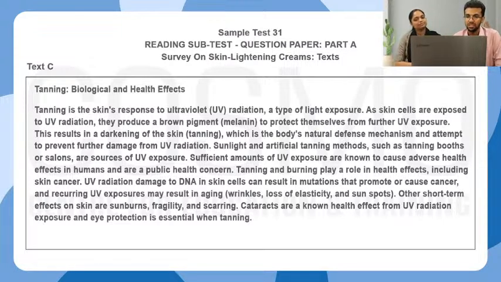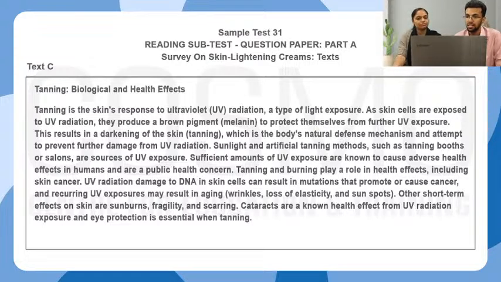Okay, the specific text section is the last sentence of text C, which is: cataracts are a known health effect from UV radiation exposure and eye protection is essential when tanning. Can we use only one word? No, that depends upon the question. We have said already that the answer can be a word or a short phrase, or even a number. At times it can be even a number. Not only one word, the answer can be a short phrase or even a number.